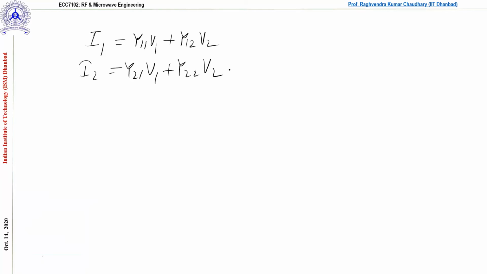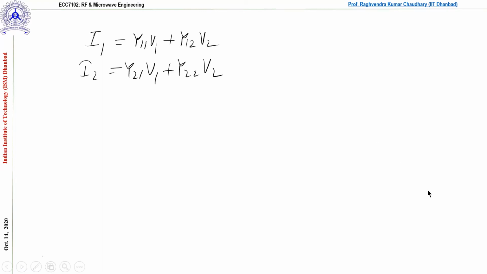So let us start with the Y parameters, correct? For the Y parameter, we know that I1 is equal to Y11 V1 plus Y12 V2, and I2 is equal to Y21 V1 plus Y22 V2. Correct. So this is the thing.